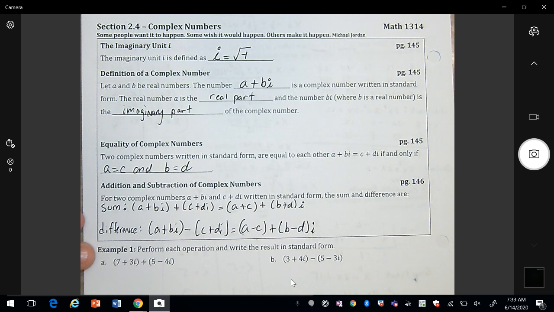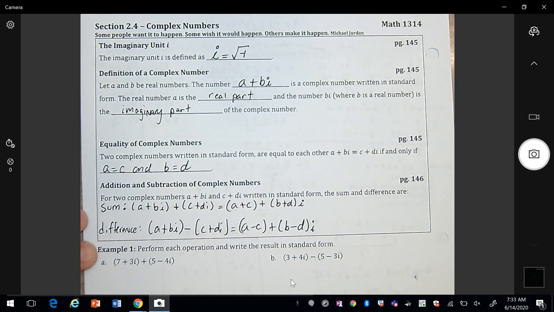Section 2.4 Complex Numbers. Some people want it to happen. Some wish it would happen. Others make it happen. Michael Jordan.